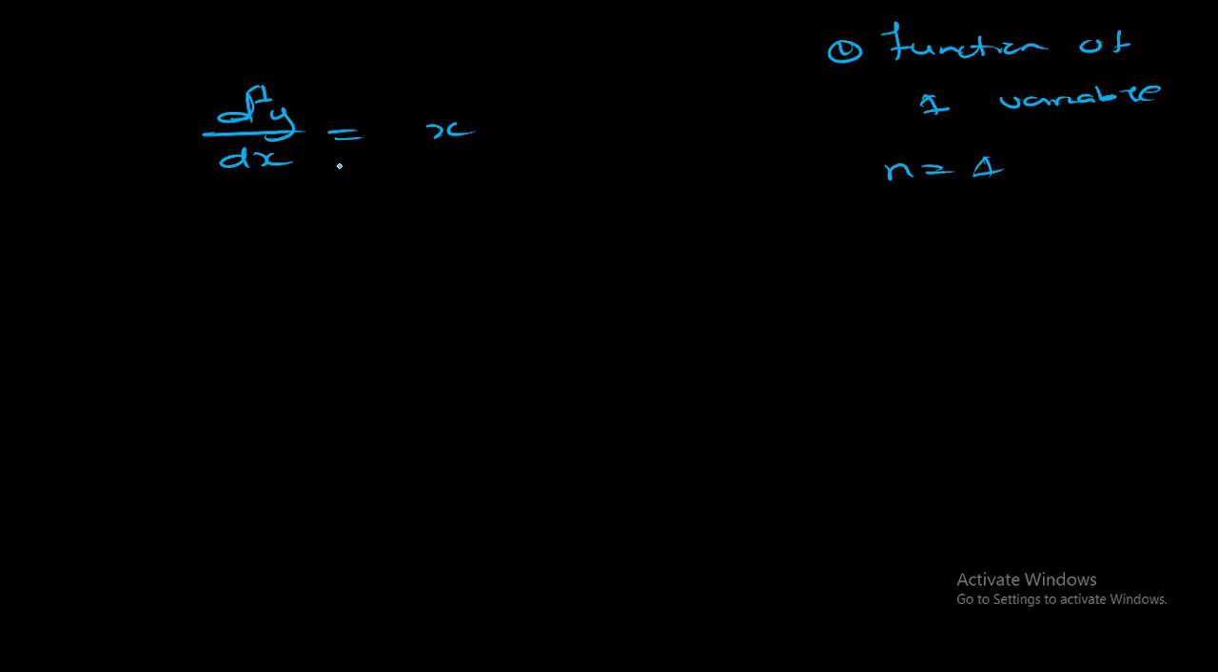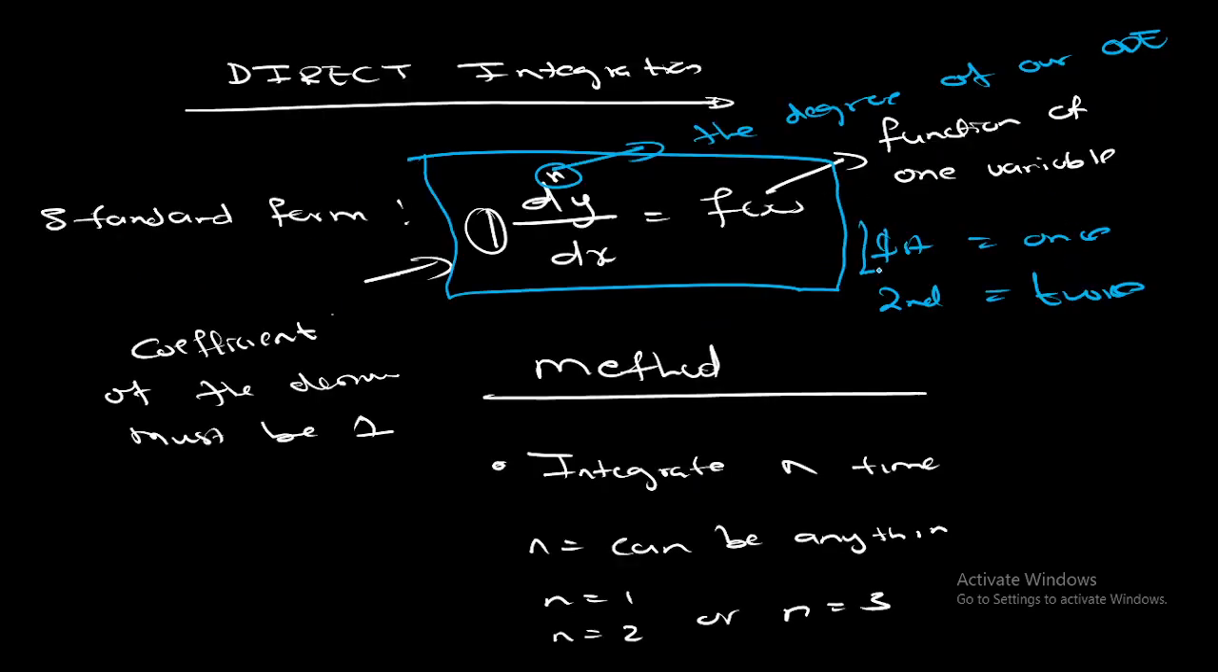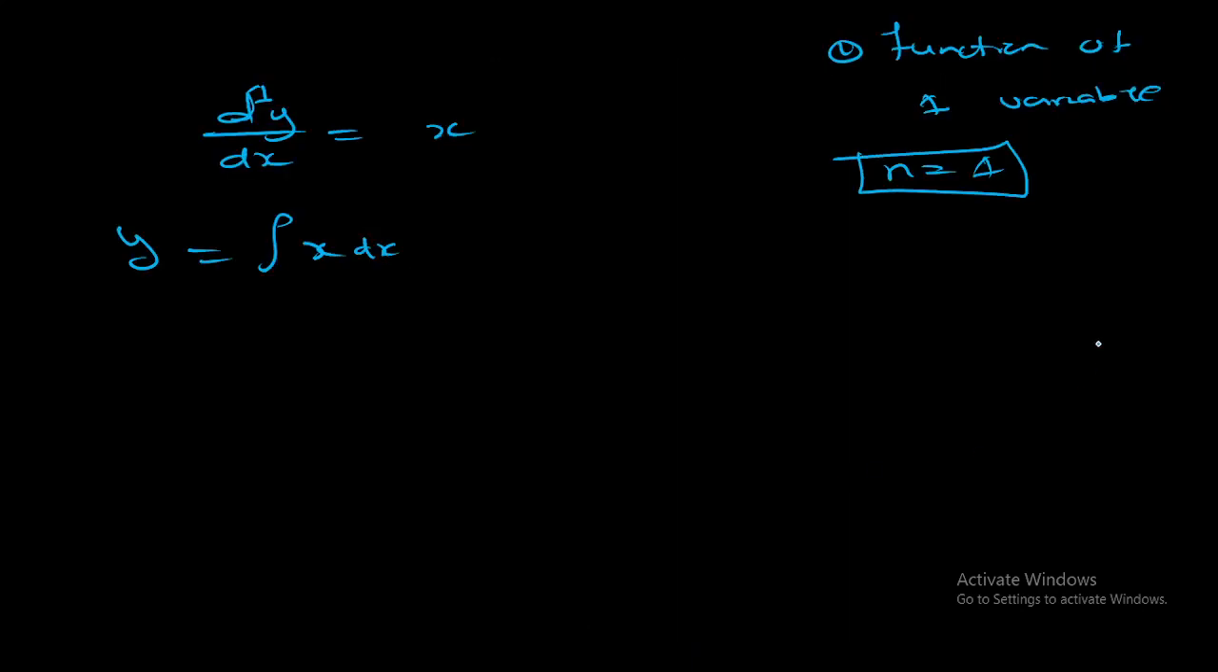So how do you solve that? We're going to say y is equal to the integral of x dx. Since it's first order, n is equal to 1, it means that we're going to integrate once. As I said, the method is to integrate n times, so we're going to integrate once. So our answer is going to be x squared over 2 plus c, and this is your final answer. y is equal to x squared over 2 plus c.